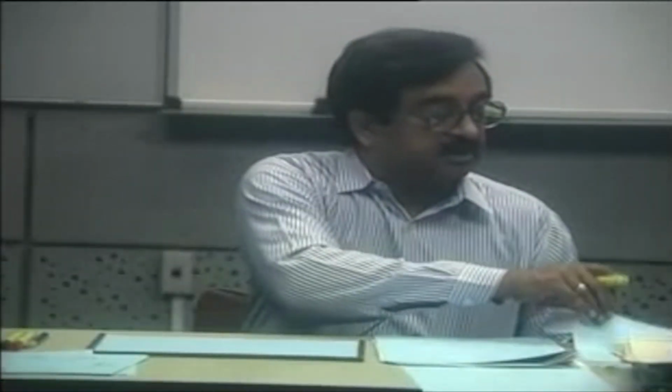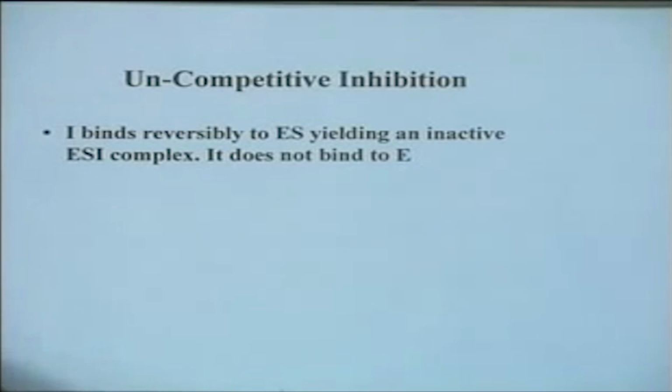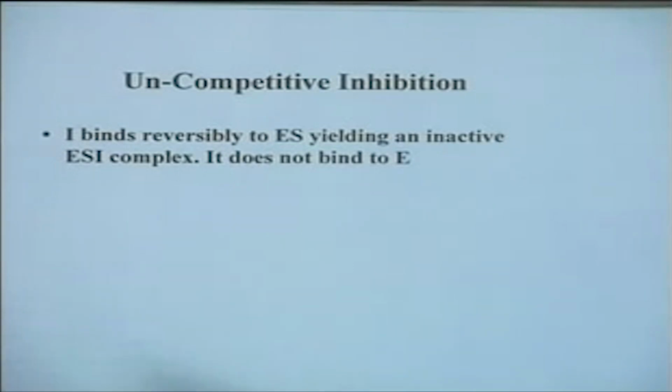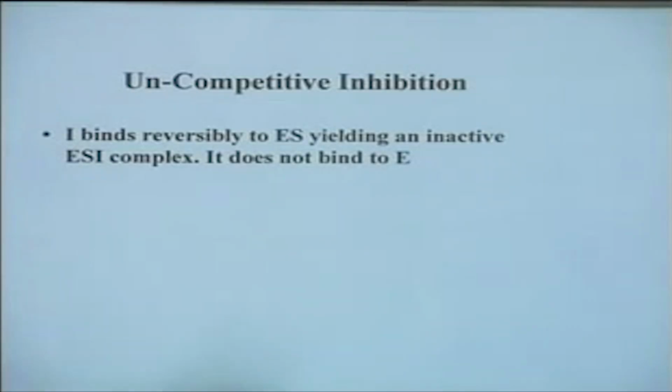The third major category of reversible inhibitors is uncompetitive inhibition. In this category, the inhibitor binds reversibly to the enzyme substrate complex. It does not have any mechanism to recognize the free enzyme. Only when the substrate is bound to the enzyme can it bind to the enzyme substrate complex, and after binding of the inhibitor, the ES complex becomes an inactive complex, and the inhibitor does not bind to the free enzyme.